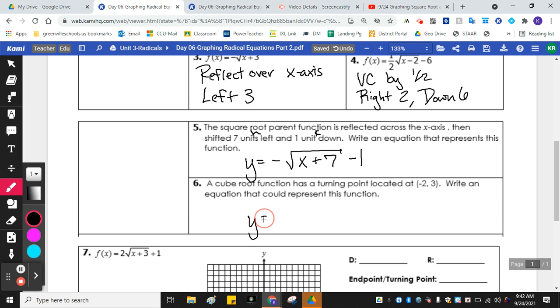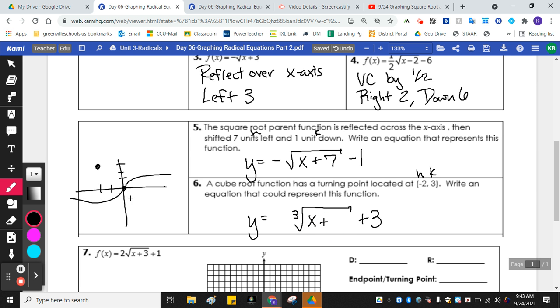Cube root of x. Our turning point is (-2, 3). That means my H is negative 2 and my 3 is K. So we'll do the easy one first, plus 3. And negative 2 is my H. Means it was here, and now it's up here, so I actually went left. So remember left, that's plus 2. Left 2, plus 2. There's your equation.